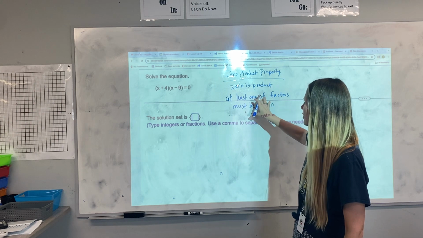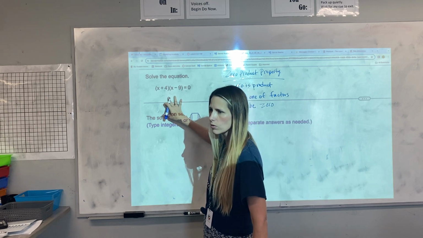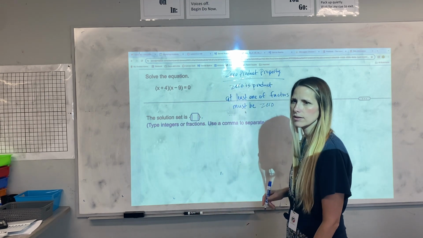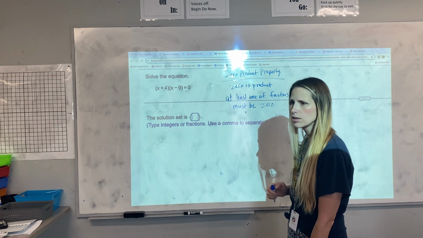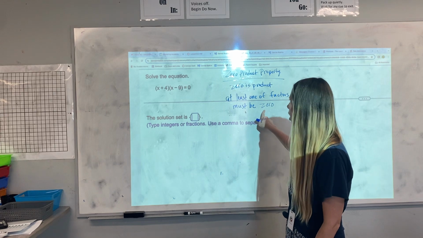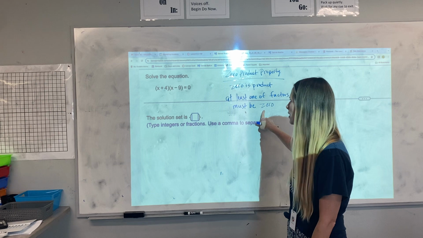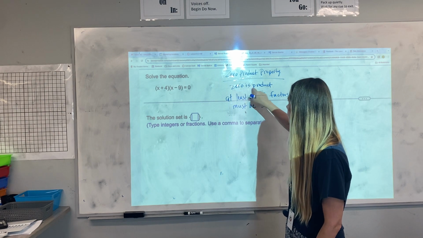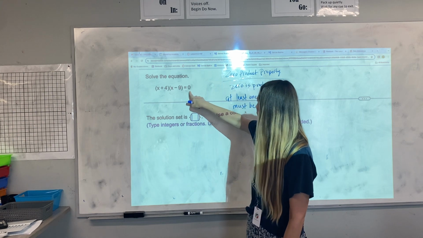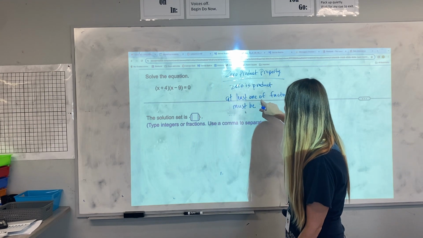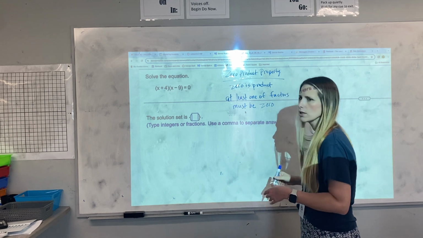How do we apply the zero product property to solving this? What can we do? I want to know what the x values are. How do I use the zero product property to figure it out? It says that 0 is the product. That is the case here, right? And then that means that at least one of the factors must be 0 or must equal 0.